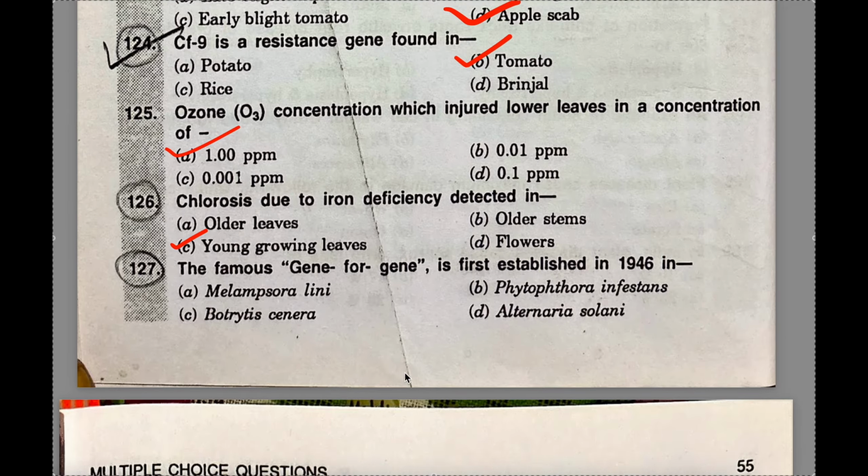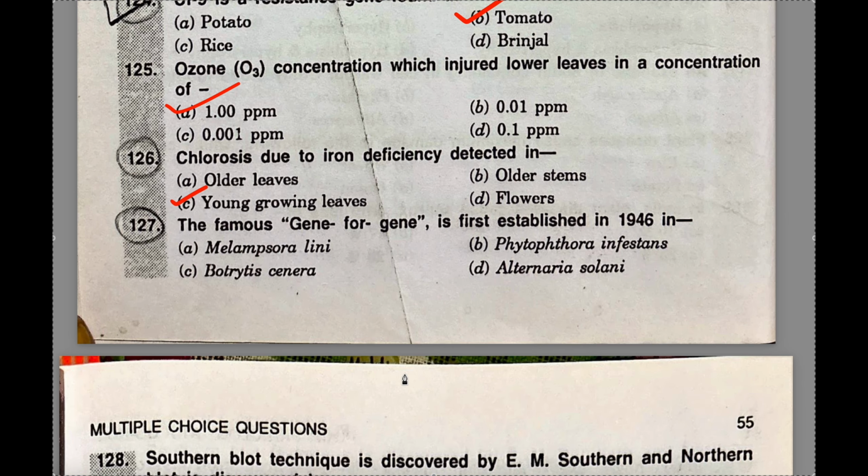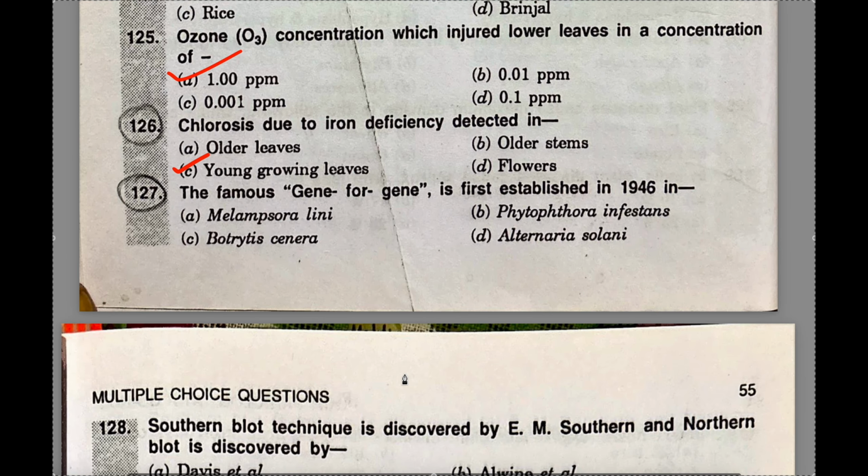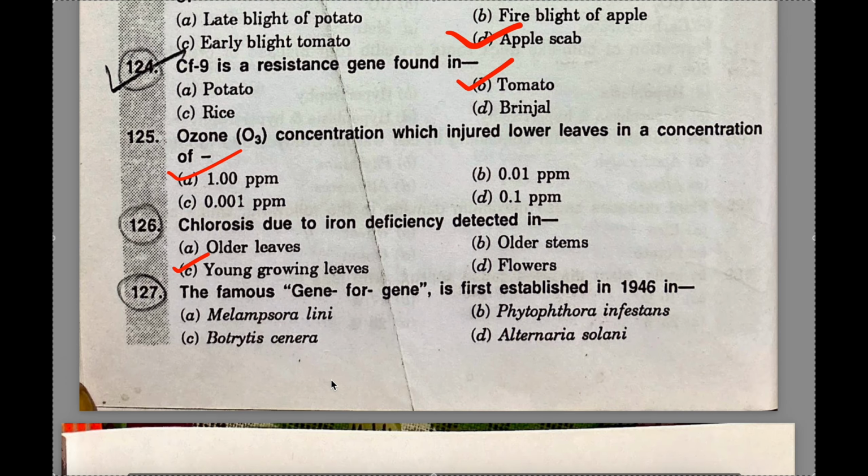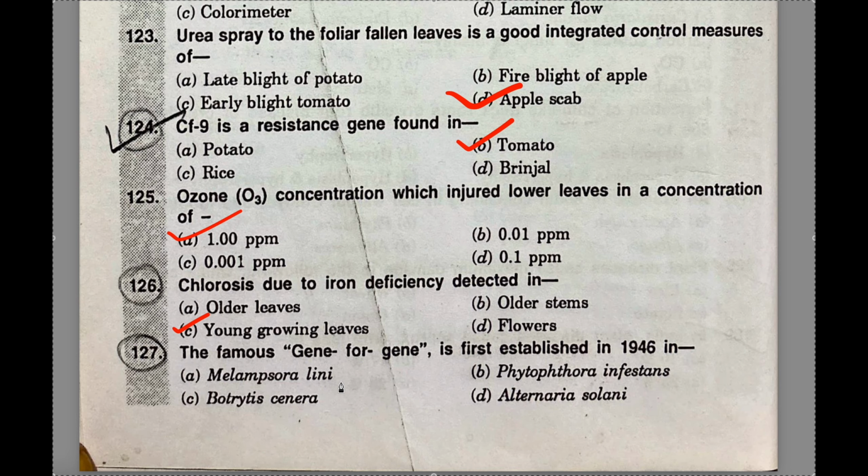Okay. Now see, it seems to an end, but for tomorrow, I prefer we start from the next page. So let's cover this question number 127 and end for today's revision. All right. The famous gene for gene is first established in 1946 in which pathogen? Melampsora lini, Phytophthora infestans, Botrytis cinerea or Alternaria solani. I'll give 5 seconds for the last question. 1, 2, 3, 4, 5. Obviously, it was not required because the answer is easy.